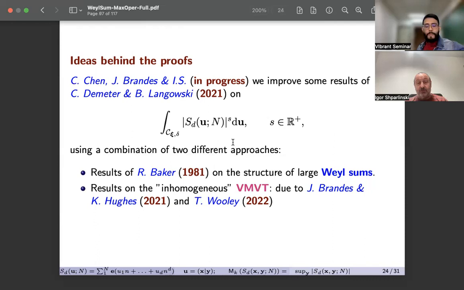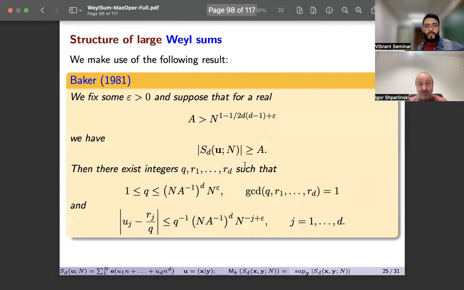So we use results of Roger Baker on the structure of large Weyl sums. And we use a very recent result on so-called inhomogeneous Vinogradov's mean value theorem. And this is what I will discuss in a second. But let me start with the result of Baker.